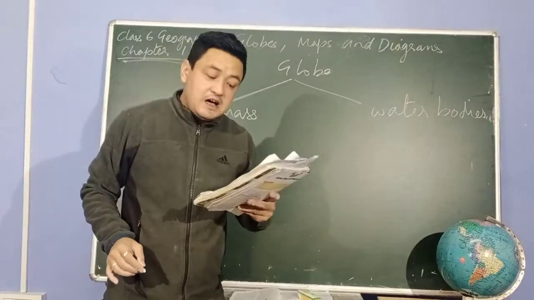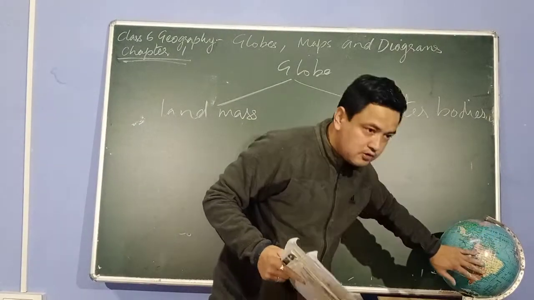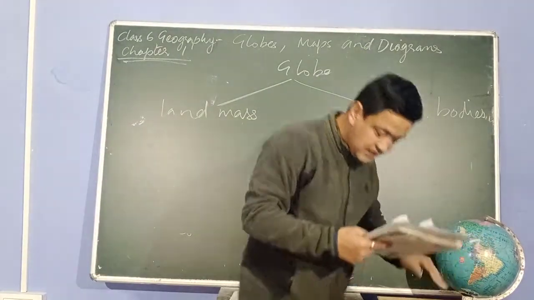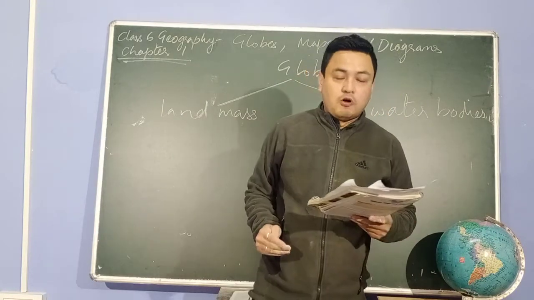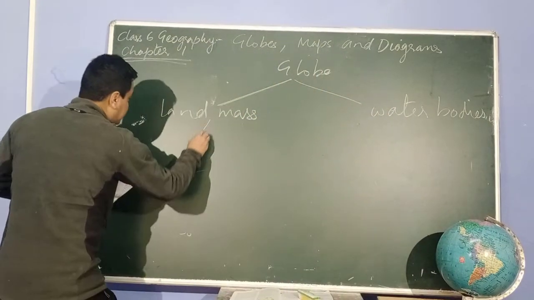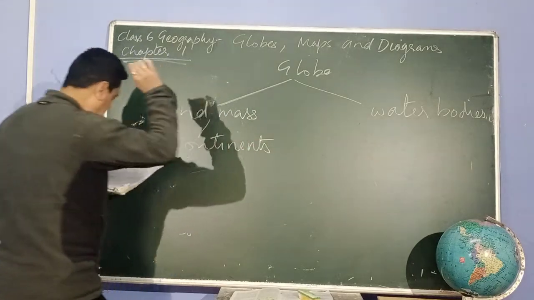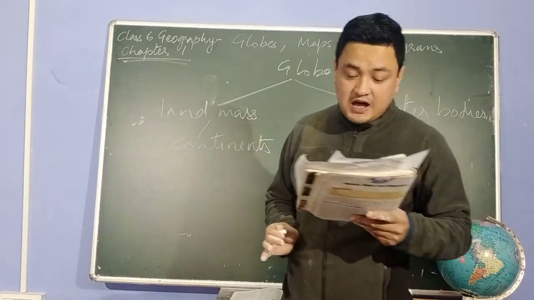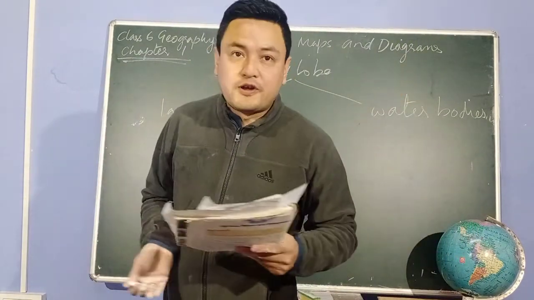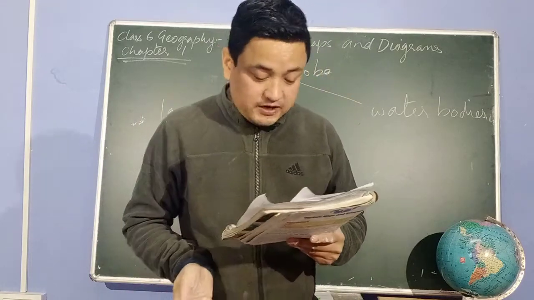The large continuous mass of land. So a large land that you find on the globe, which is continuous land, found above the sea level, is called a continent. So landmass is called continents. There are 7 major continents: Asia, Europe, Africa, North America, South America, Australia, and Antarctica.